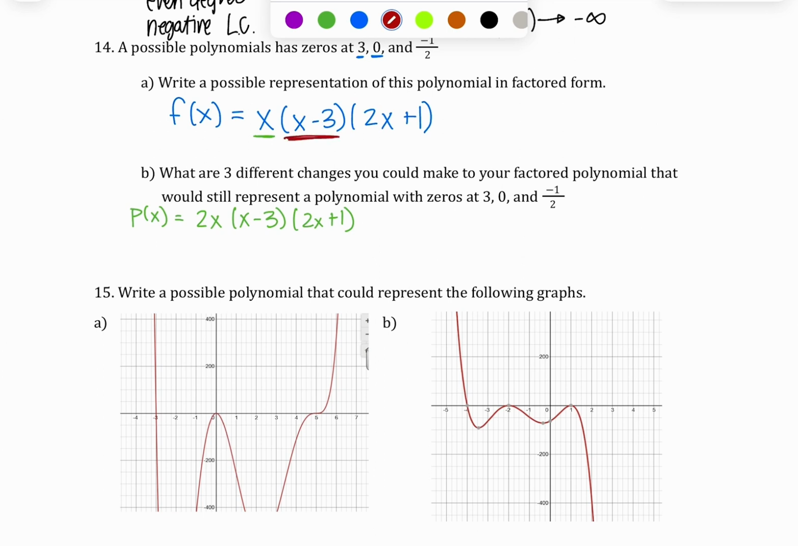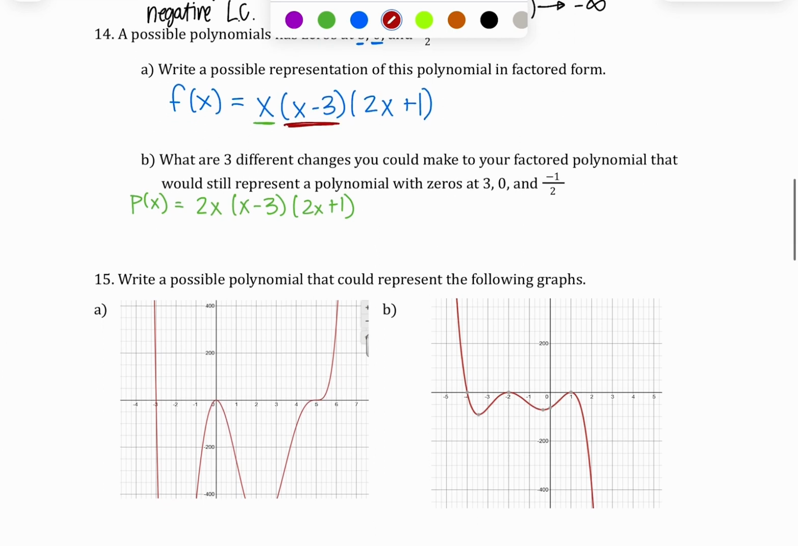If we looked at the second one, we have p of x equals, maybe let's go back to x. Maybe if we did 2x minus 6, that would still give us the same thing.